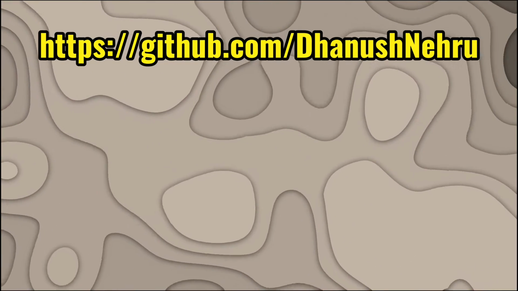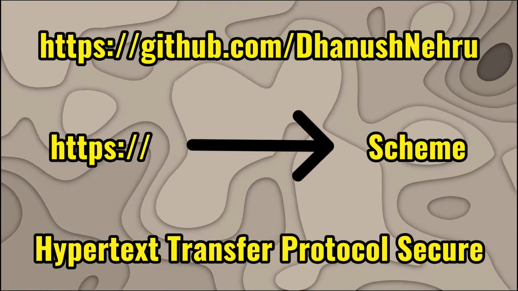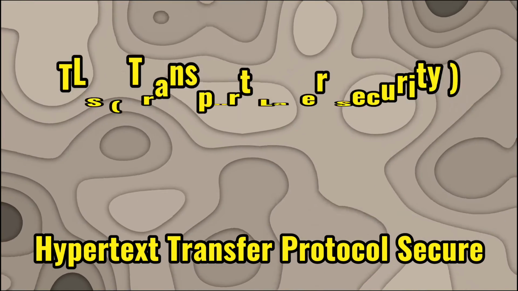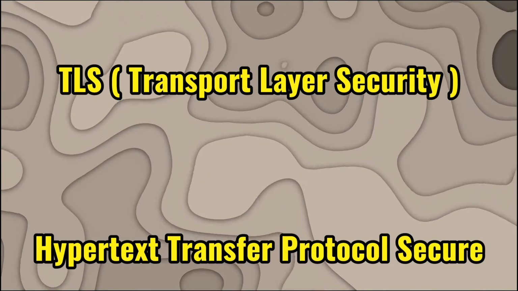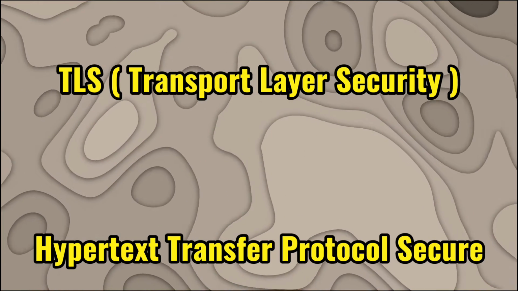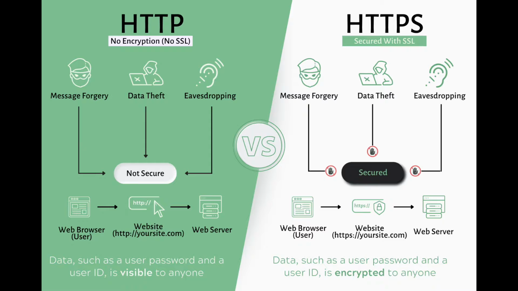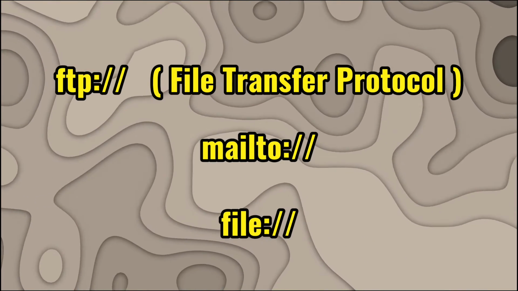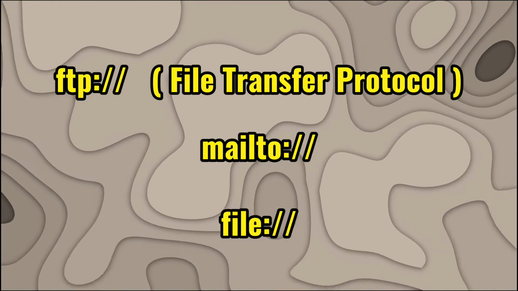Scheme. HTTPS is the scheme. HTTPS stands for Hypertext Transfer Protocol Secure. This protocol instructs the browser to use Transport Layer Security, or TLS, to connect to the server. TLS is an encryption system used to protect online communications. When using HTTPS, your browser and the server transmit encrypted data, such as passwords or credit card numbers. Additionally, you might have seen FTP, mailto, or file. These are additional protocols that browsers are capable of handling.